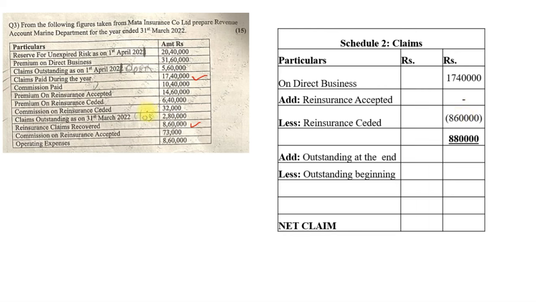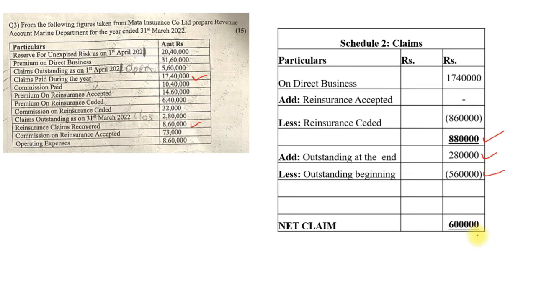Outstanding at the end. So here you can see claim outstanding on 31st March 2022, and this is 31st March 21. So 21 is opening, 22 is closing. Closing is the end. So end May it will come 2,80,000, less outstanding at the beginning, which was 5,60,000. So 8,80,000 plus 2,80,000 minus 5,60,000, we'll get a net claim as 6 lakhs.